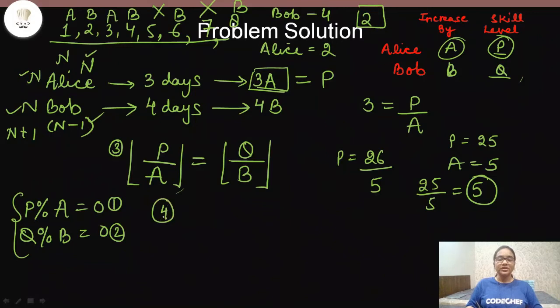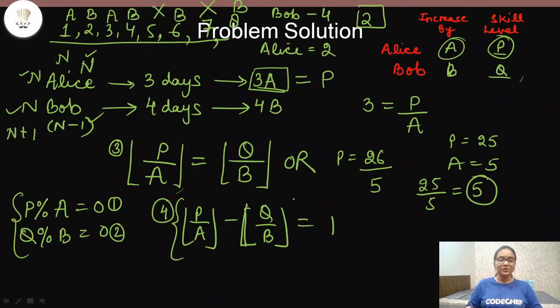Now what will be the fourth condition? Either this should be true, or the fourth condition is that the absolute value of P divided by A minus Q divided by B should be equal to 1, because P divided by A and Q divided by B give us the number of days that Alice and Bob are working respectively, and the difference can be 1 or they can be equal, but it cannot be anything else. So that is why we have to check these 4 conditions.